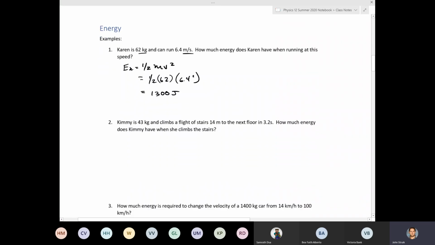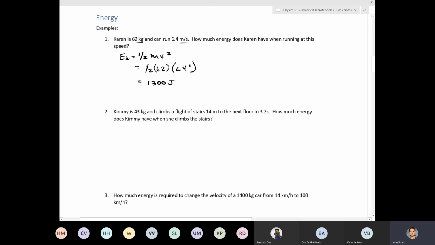Number 2, and stop me if you have questions. Kimmy is 43 kilograms and climbs a flight of stairs 14 meters to the next floor in 3.2 seconds. How much energy does Kimmy have when she climbs the stairs? This one's a little bit more tricky, but not really.